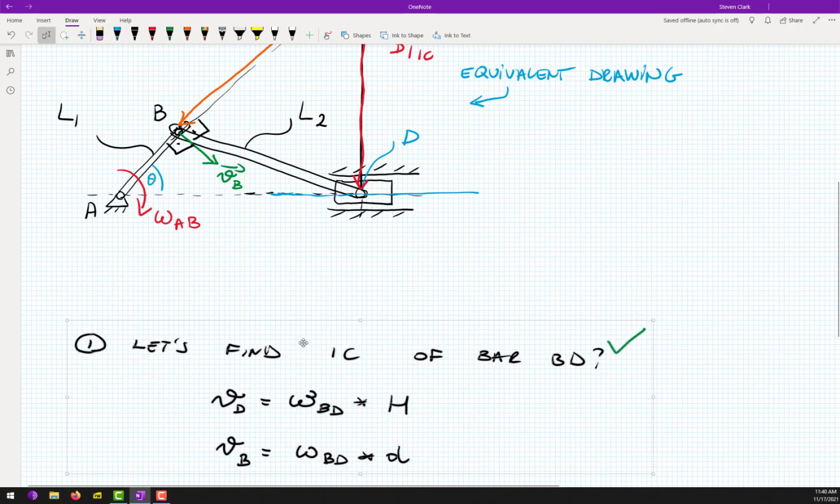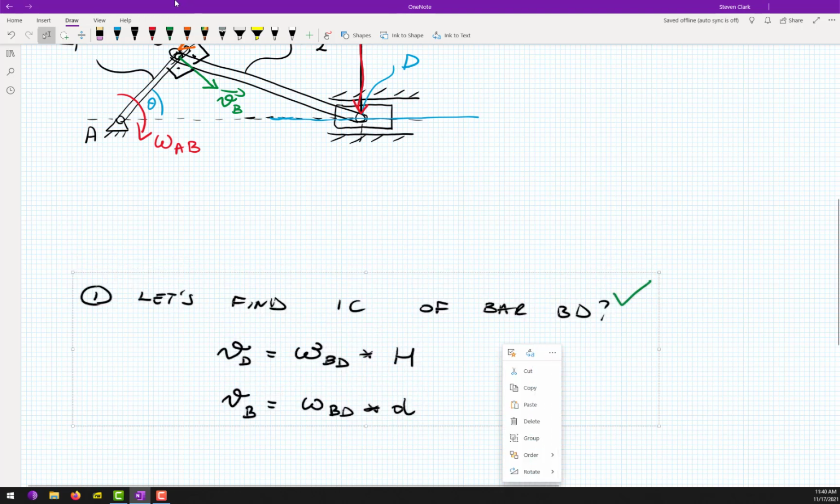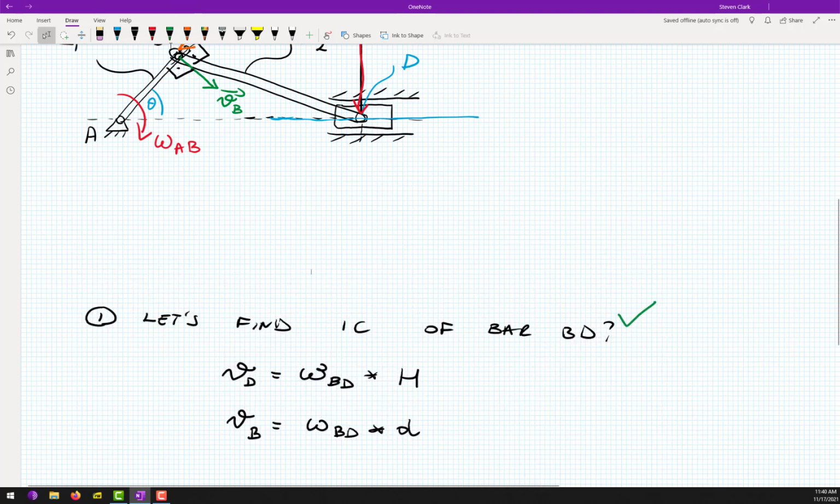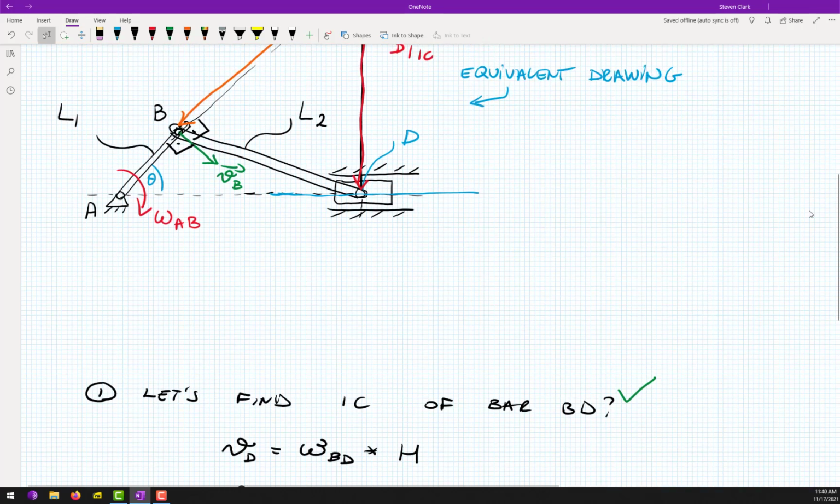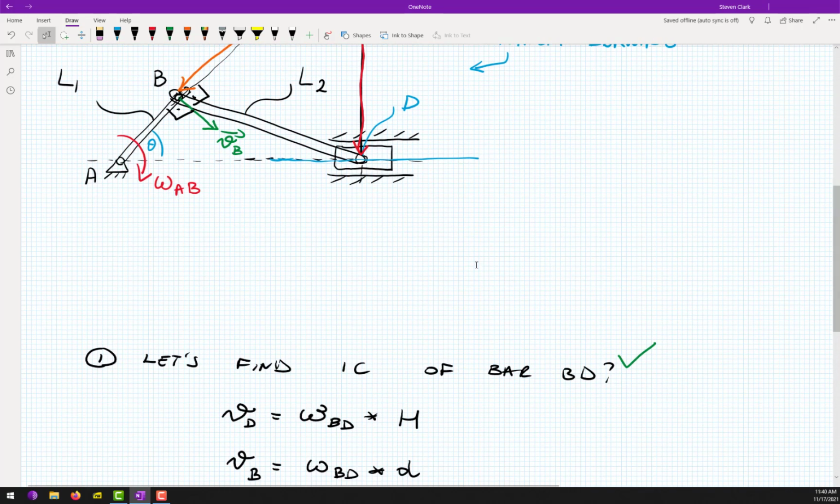So what I would like to start with is finding these two distances right now. I would like to find this distance and this distance.